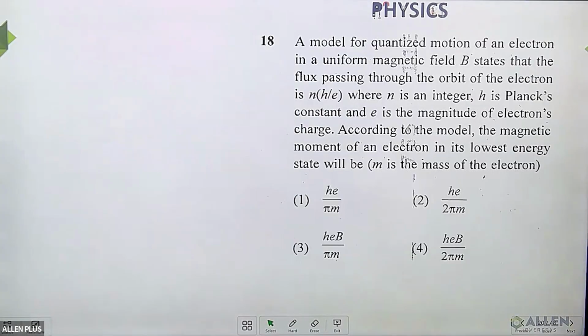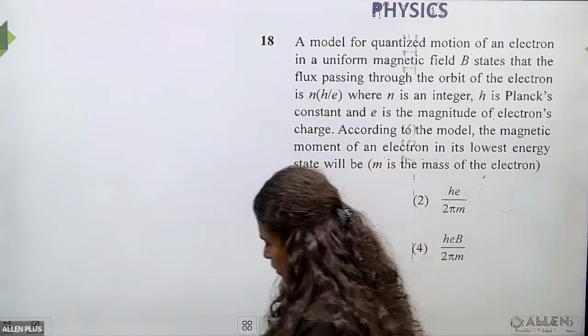A model of quantized motion of an electron in a uniform magnetic field B states that the flux passing through the orbit of an electron is n into h by e, where n is an integer, h is the Planck's constant, and e is the magnitude of electron's charge. According to the model, the magnetic moment of an electron in its lowest energy state will be. Okay, they're actually talking about the concept of Bohr magneton over here.